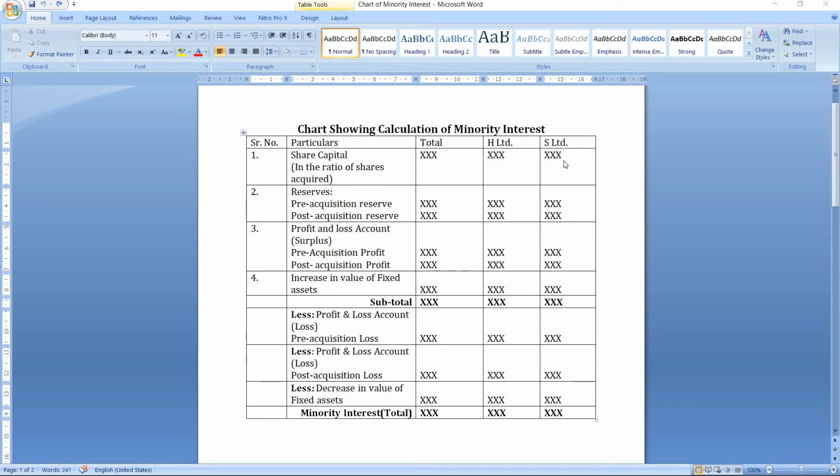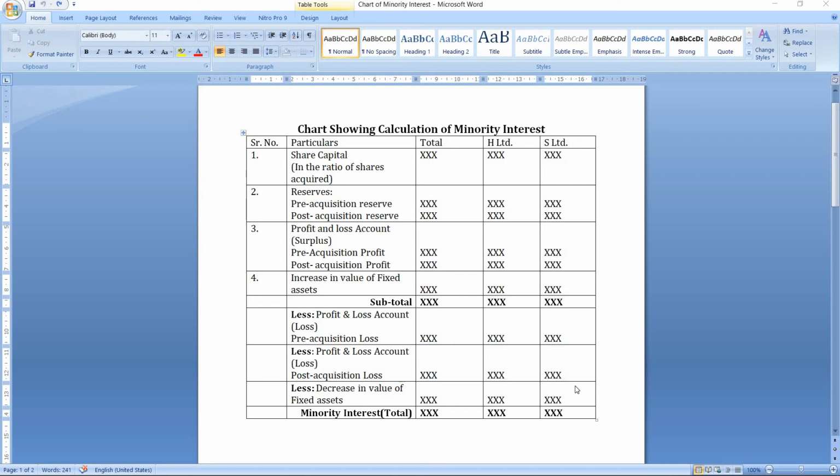Okay, so when you do these calculations, whatever total you get in the last column, S limited, is nothing but your minority interest. So this is how you calculate minority interest. First step is you have to calculate the ratio in accordance with the acquisition of shares of the holding company and the remaining shareholders.